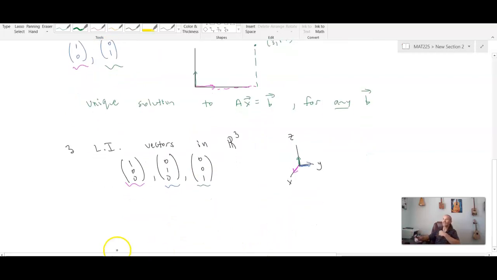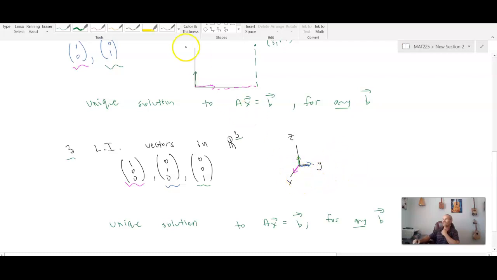So if I have 3 linearly independent vectors in R3, this means that we're going to have unique solutions to Ax equals b for any vector that you can find. There's no vector that you can give me that I cannot travel to uniquely with these 3 vectors.